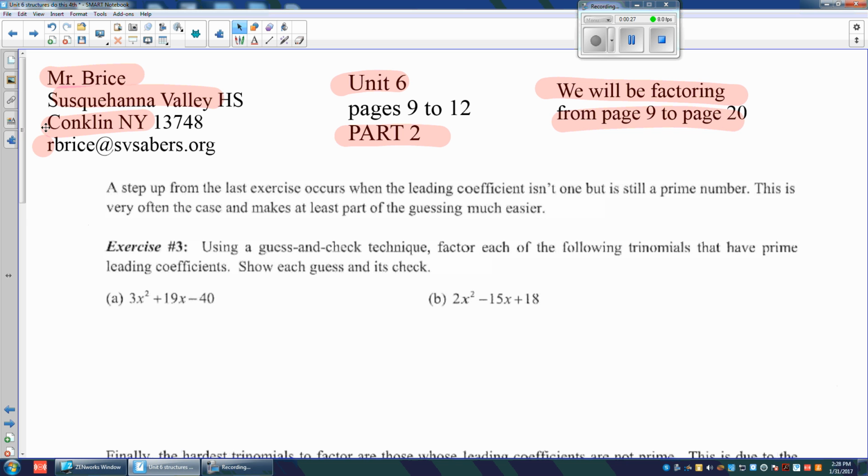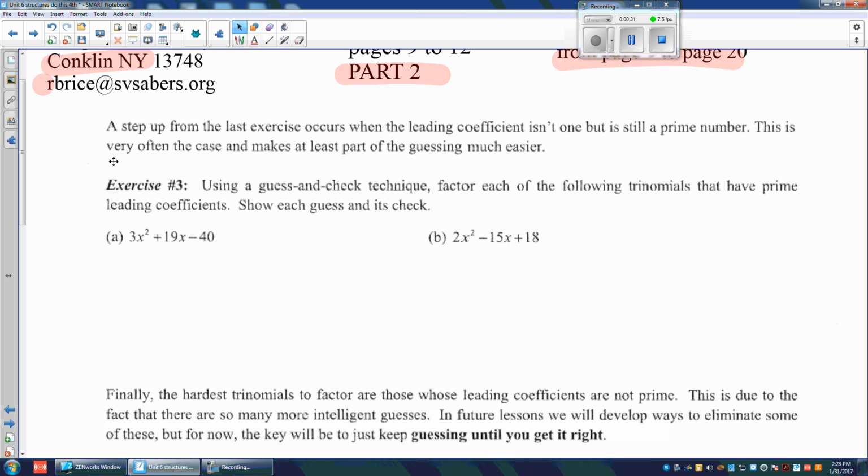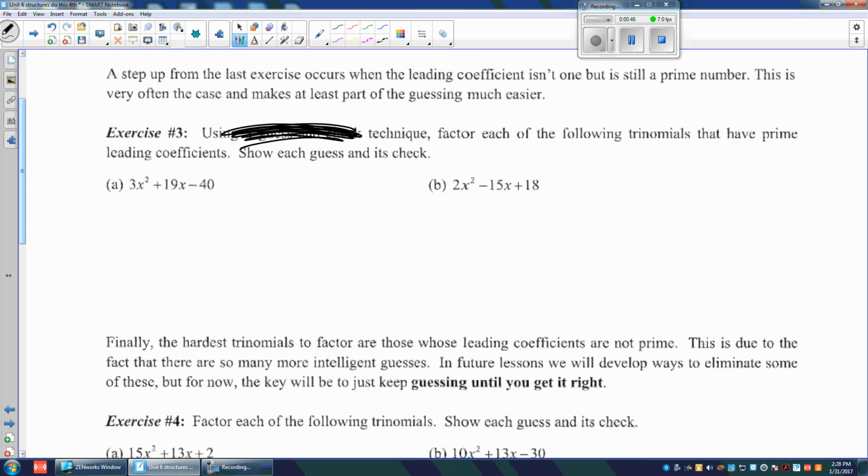In the last exercise, the coefficient was just 1, but now we're going to be doing it where the A number is not 1. Even though this says using I don't think so, we do not guess and check here in math class. To refresh our memory, we have to know what A, B, and C are. A is 3, that's the number right in front. B is the number with just the X, and C is negative 40 because there's a minus sign right there.